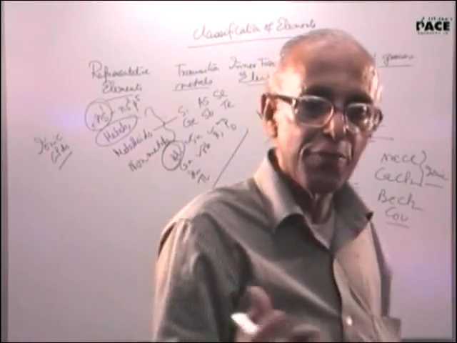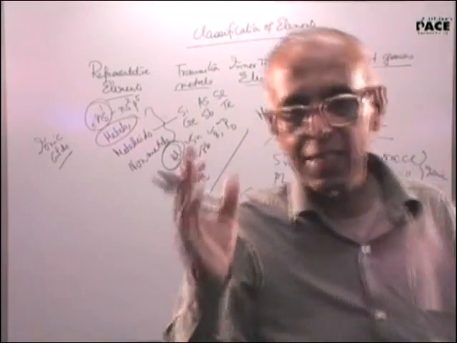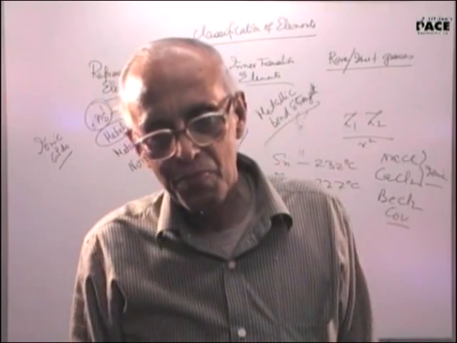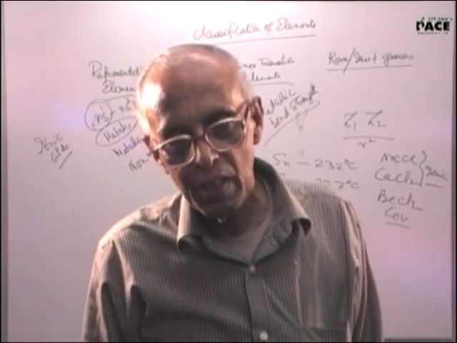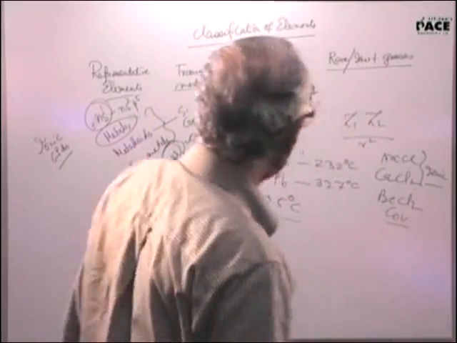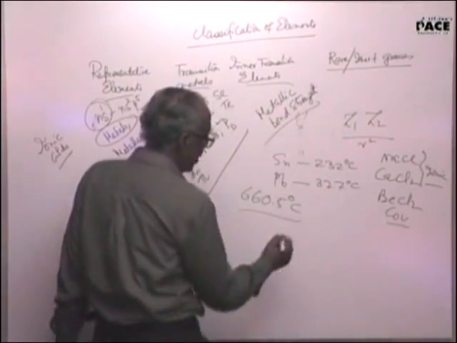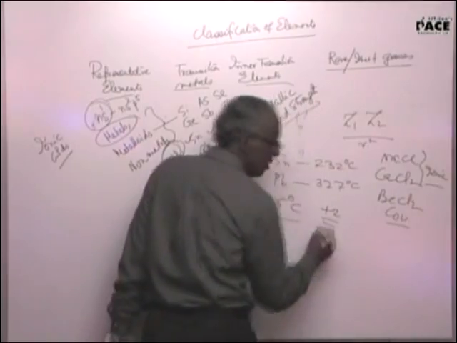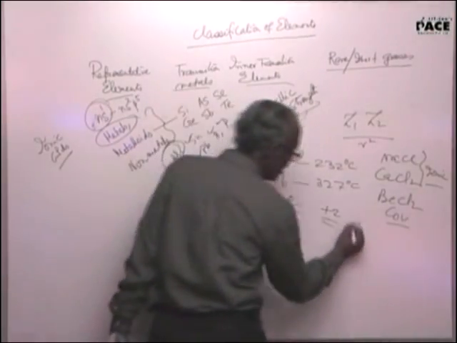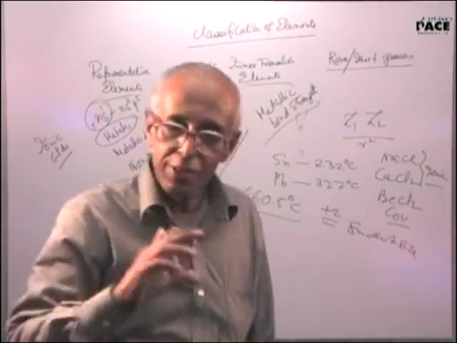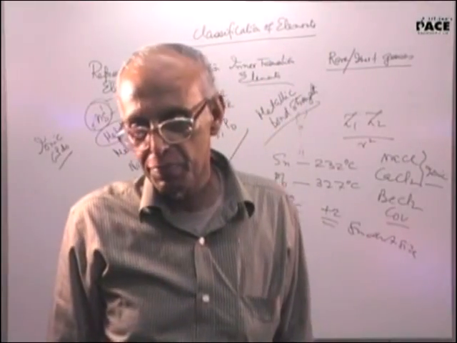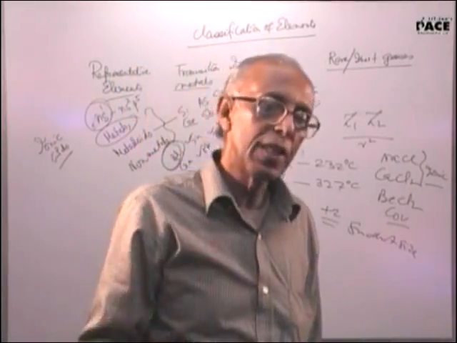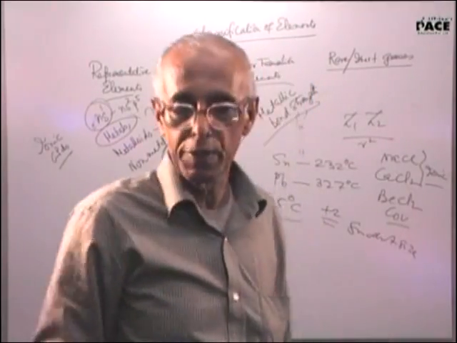Now what makes it different? Beryllium and calcium, they are in the same group. But why does beryllium behave differently from calcium? Both of them have +2 charge. But beryllium has the smallest size. So charge to size ratio is known as ionic potential. And ionic potential is related to polarizing power.